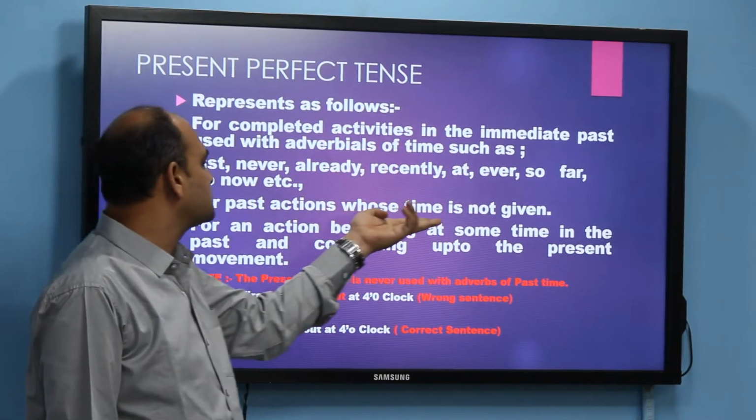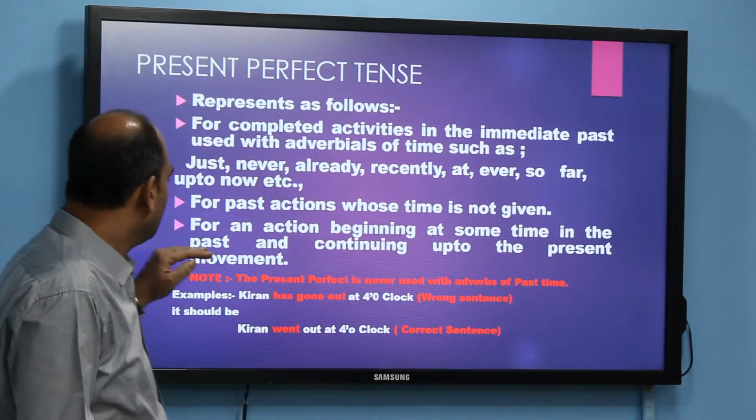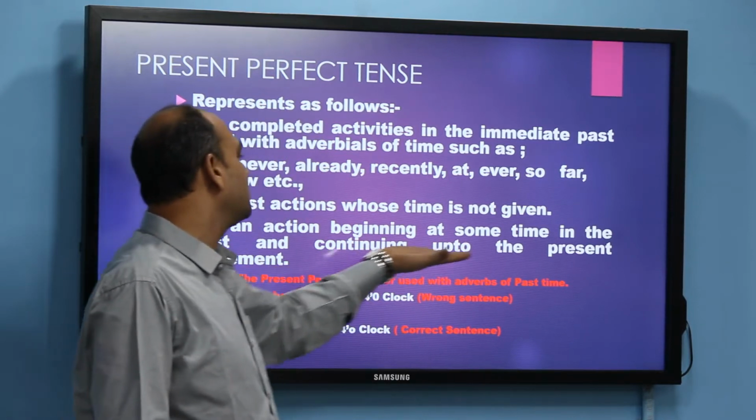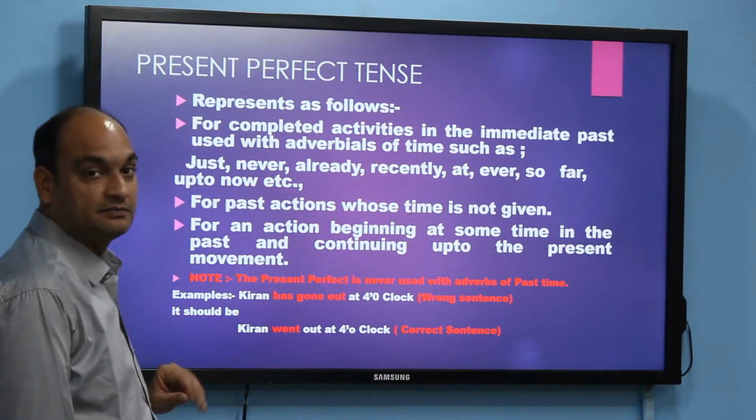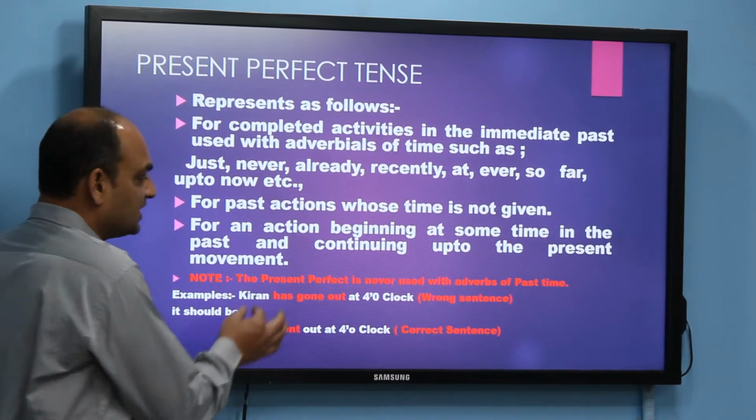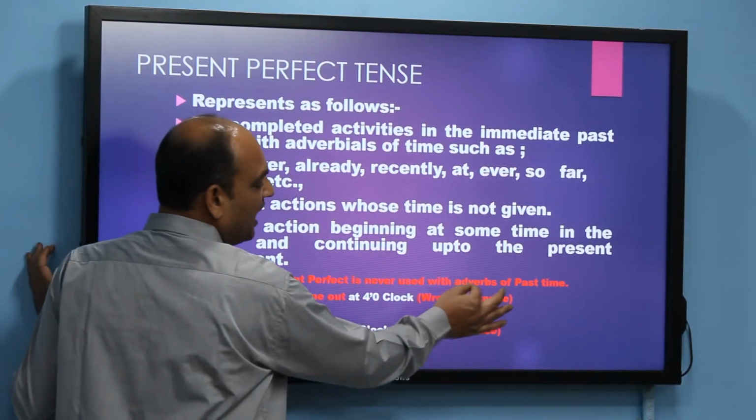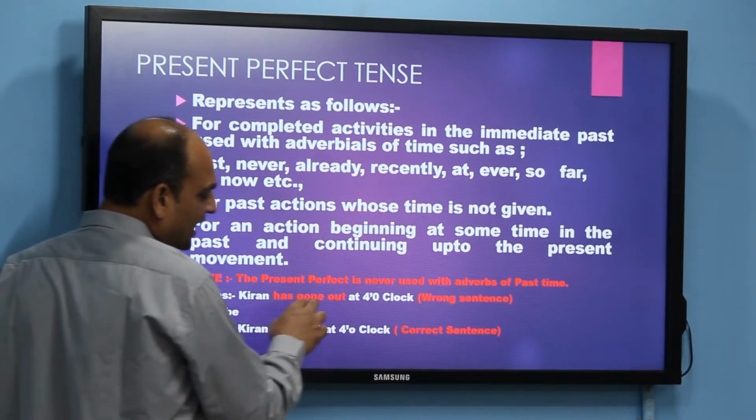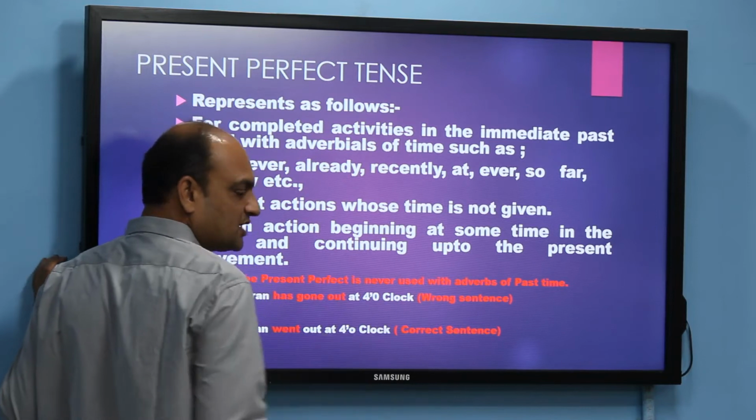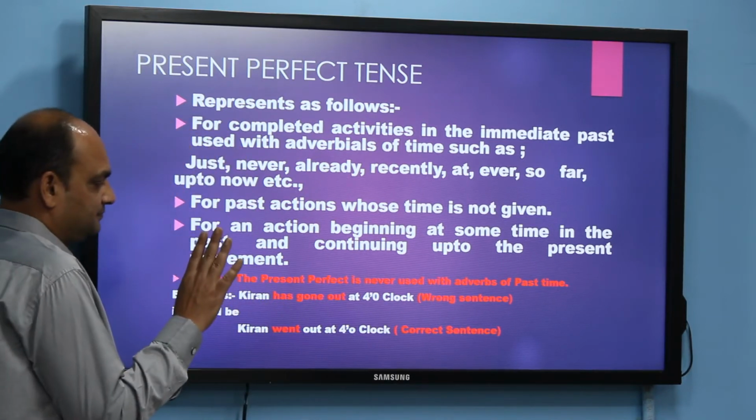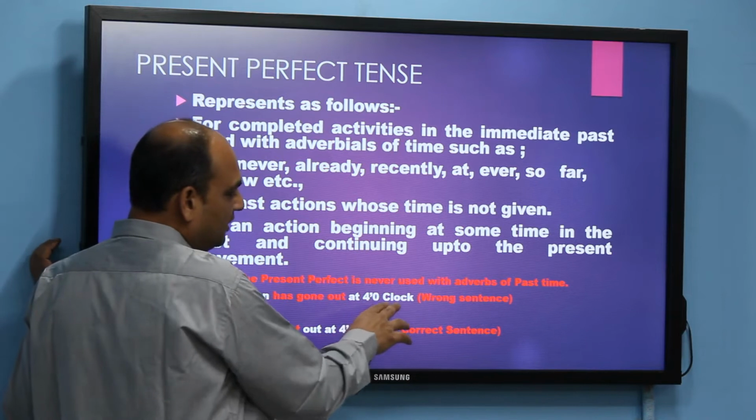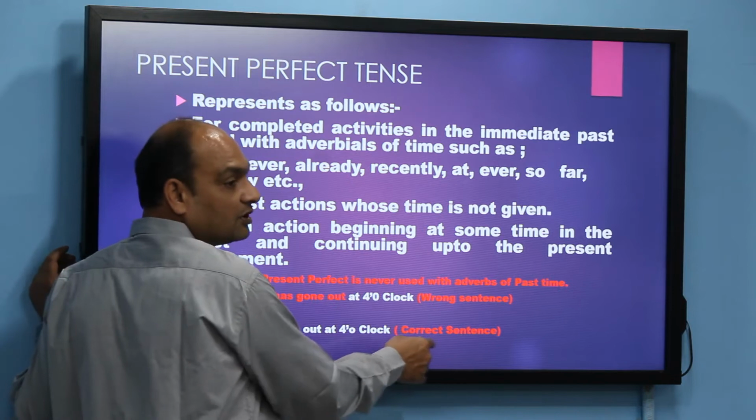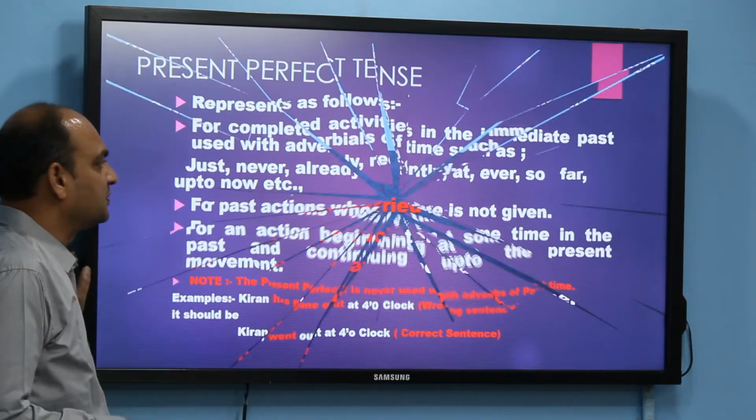For past actions whose time is not given, and for an action beginning at some time in the past and continuing up to the present moment. But note down the most important thing: the present perfect is never used with the adverbs of past time. For example, Kiran has gone out at 4 o'clock. This is a wrong sentence. Kiran has gone out at 4 o'clock. But it should be Kiran went out at 4 o'clock. This will be the correct sentence. Just make a note in your minds.